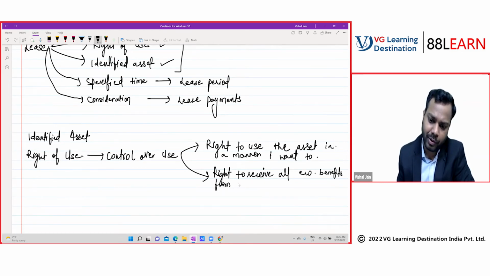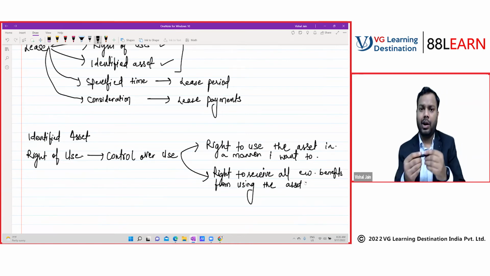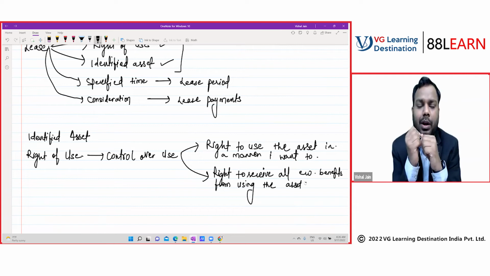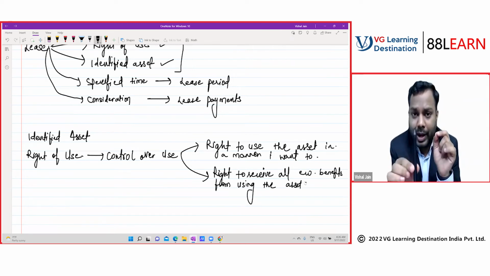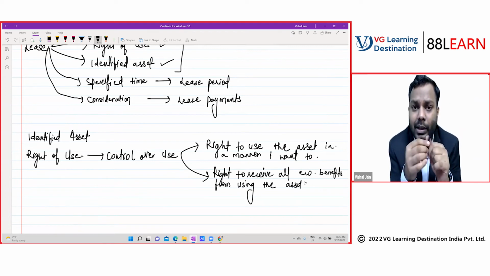Now, what is the meaning of this? Let's suppose I give this pen to you guys on lease for 1 month. I give this pen to you guys on lease for 1 month.